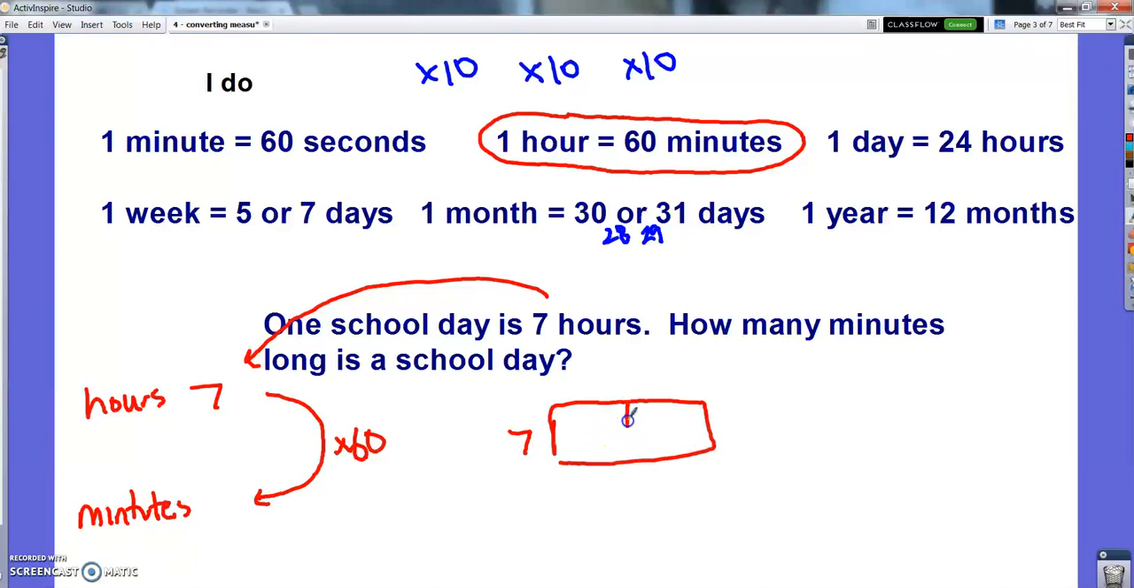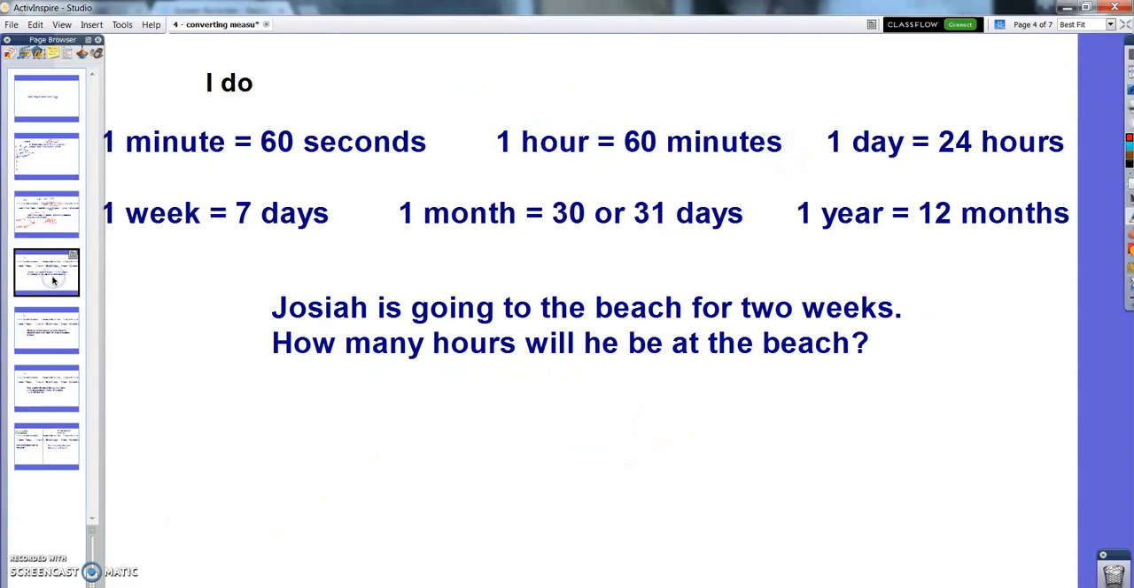I'll use an area model to multiply. 6 in the tens place, 0 in the ones place. 7 times 60. 6 times 7 is 42, and a 0. 7 times 0 is 0. And so it looks like a school day is 420 minutes long. Seems like longer than that, doesn't it? So a 7-hour school day, if I convert that to minutes, 420 minutes is the same amount of time as 7 hours.